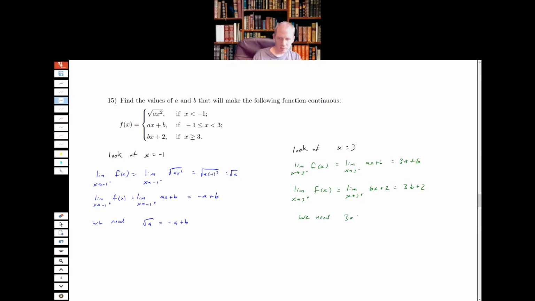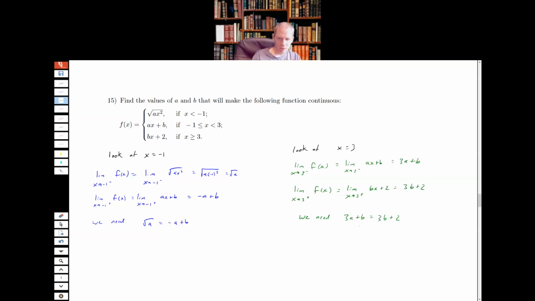So we need that 3a plus b is equal to 3b plus 2. So I have two equations now and two unknowns. So I'm going to solve this system. I'm just going to solve for either a or b in one equation and plug into the other. This one has square roots involved, so I want to maybe hold off on that one. That's going to be more complicated, so I'll wait on that.